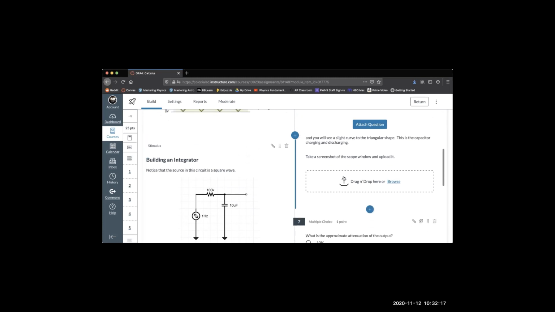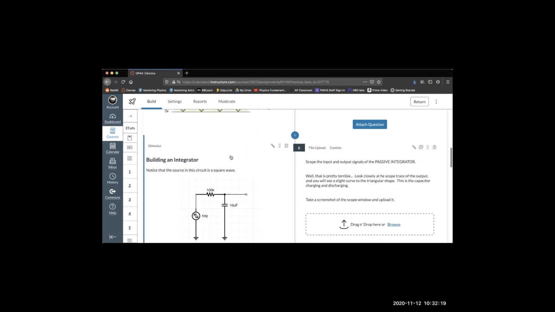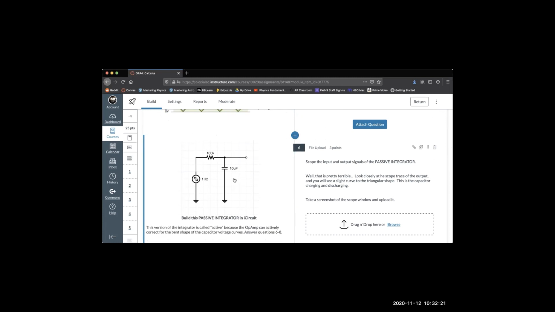And then, is this the same? No, this is new. So here we build an integrator. Notice there's no op amp. This is called a passive integrator. The reason we build a passive integrator first is so we can see how bad it is when you build a circuit with one. So you build this, and then you scope the output signal, and it looks terrible.